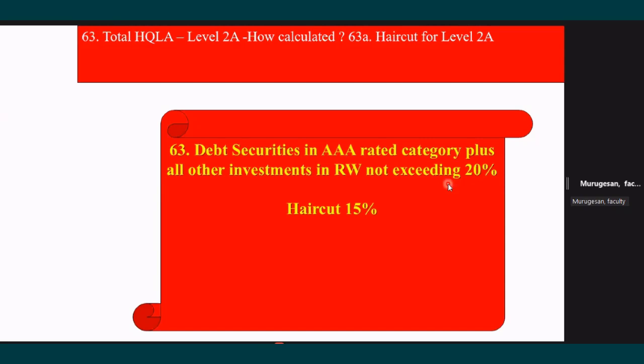They can issue debentures. They can issue bonds. All are equal; you can convert to cash because they are readily saleable. So that will qualify, whether it is a short term or long term debt instrument, but the risk weight should not exceed 20%. This will qualify as high quality liquid asset level 2A. Agreed, sir, or not?